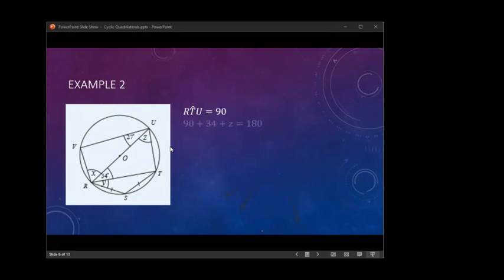So RTU is 90. From the sum of the interior angles of the triangle RTU, 90 plus 34 plus z is equal to 180. That gives z equal to 56 degrees. So we have found z.